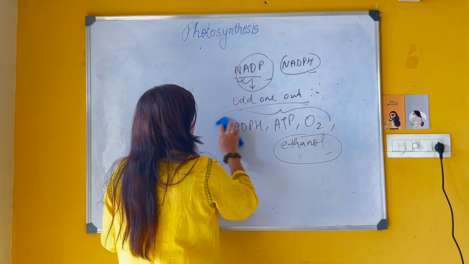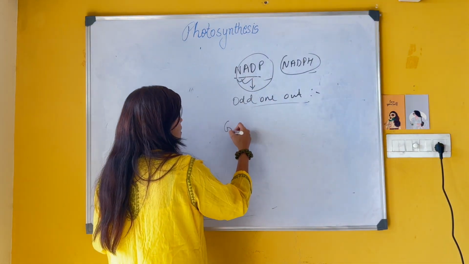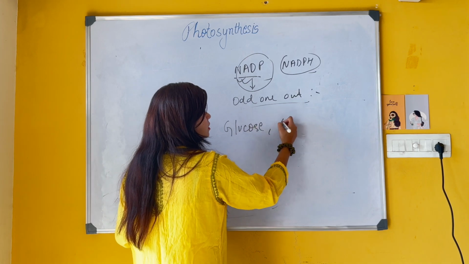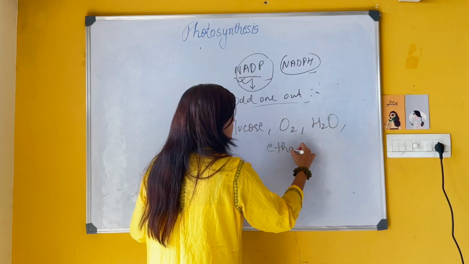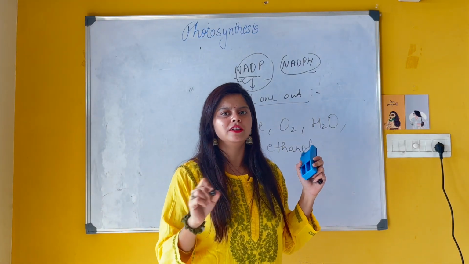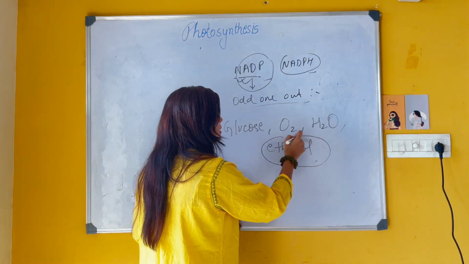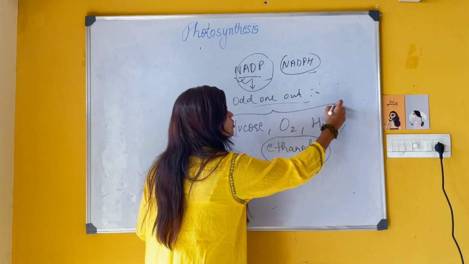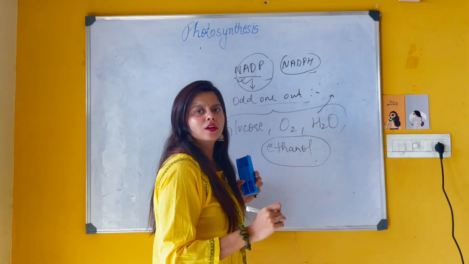Now, another example for odd one out. Let's say glucose, oxygen, water, ethanol. Choose the odd one out and write the category to which others belong. What's the odd one out? Ethanol. What is the category for glucose, oxygen and water? These are the products of which reaction in plants?